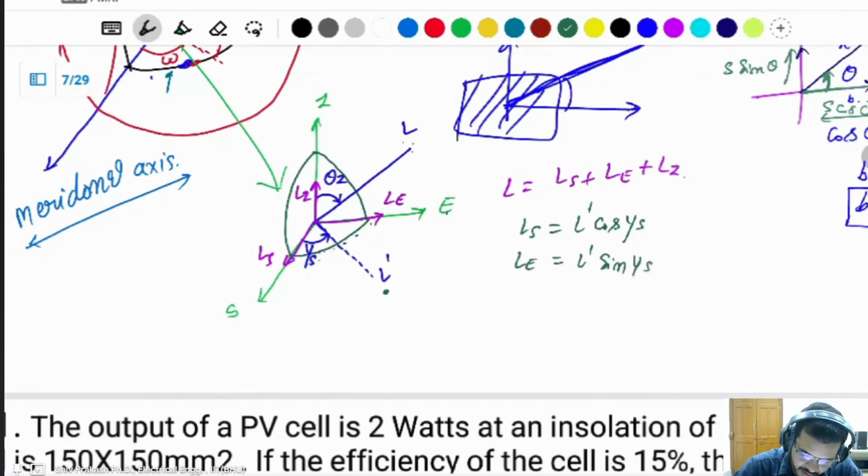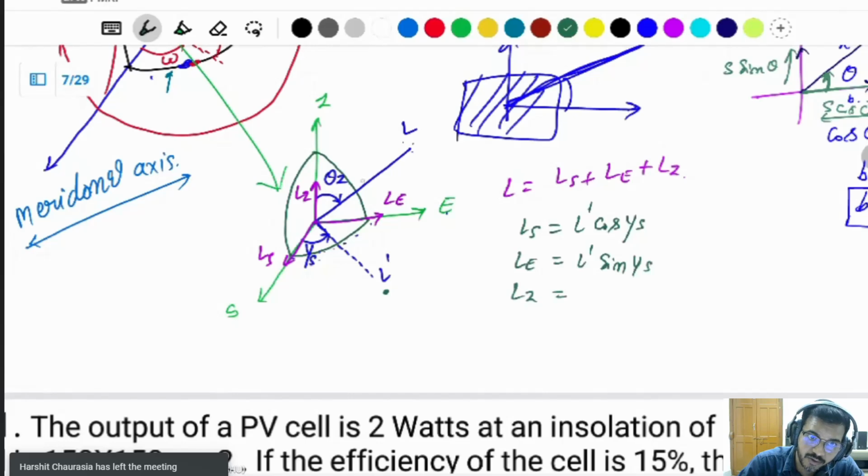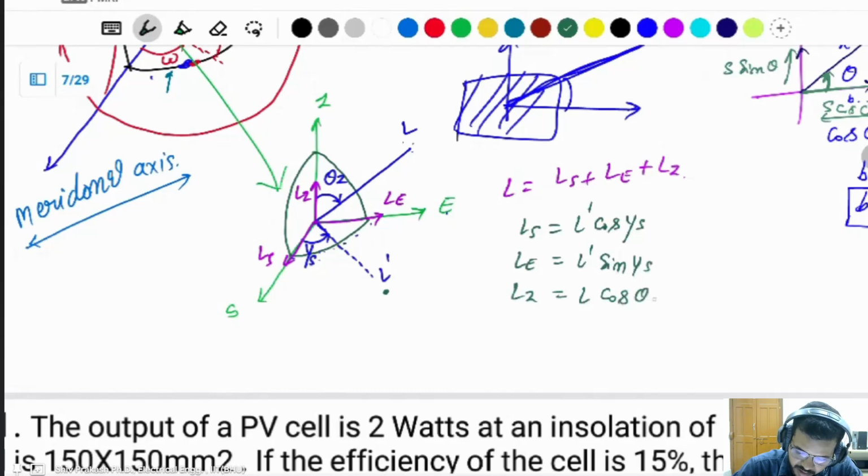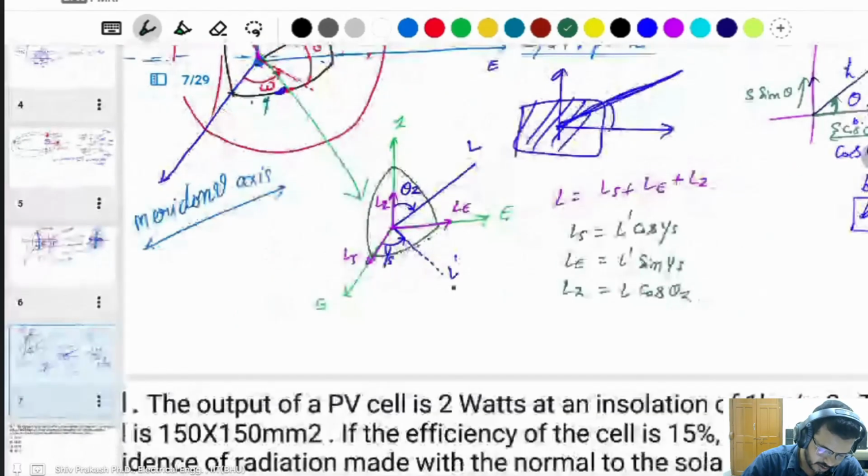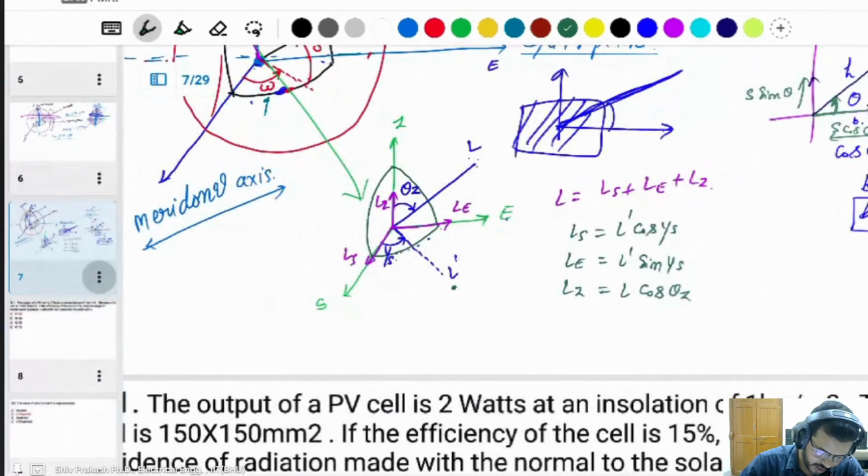And what is the z axis? Lz. Same thing, the angle is there. Then what is this one? It will be L cos theta, that is the zenith angle. It will be L because it will directly make the angle from the insulation. It will be theta z. But these two coordinates do not make a direct angle from theta s. That's why I've taken L dash.